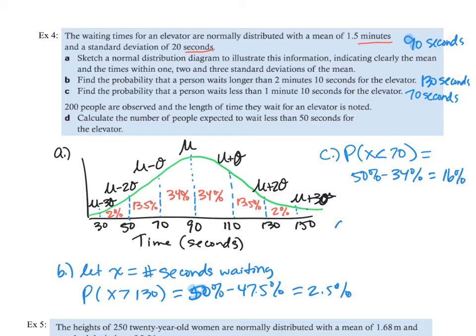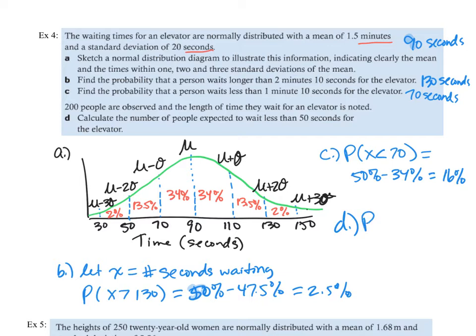All right, and then letter D says 200 people are observed and the length of time they wait for the elevator is noted. Calculate the number of people, so this is an expected value, the number of people expected to wait less than 50 seconds for the elevator. So the first thing we need to do is get that probability of a person waiting less than 50 seconds. So we'll write it like this.